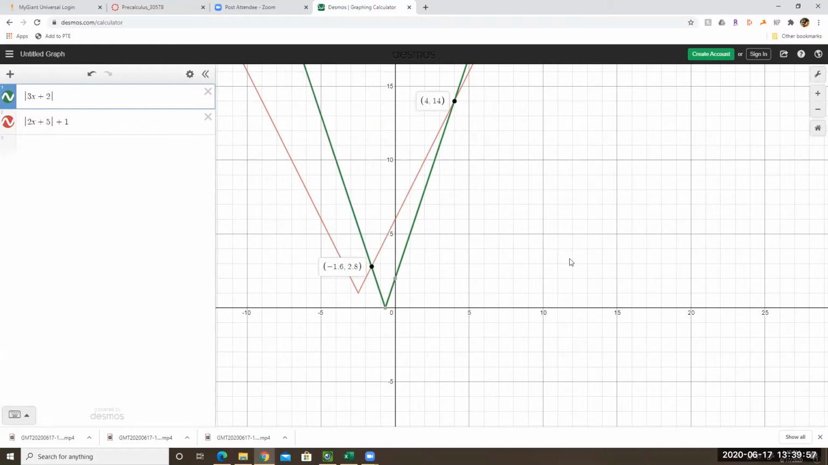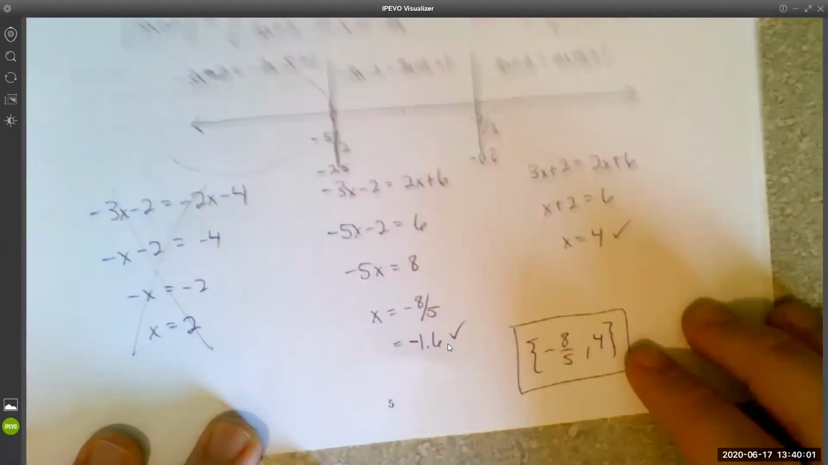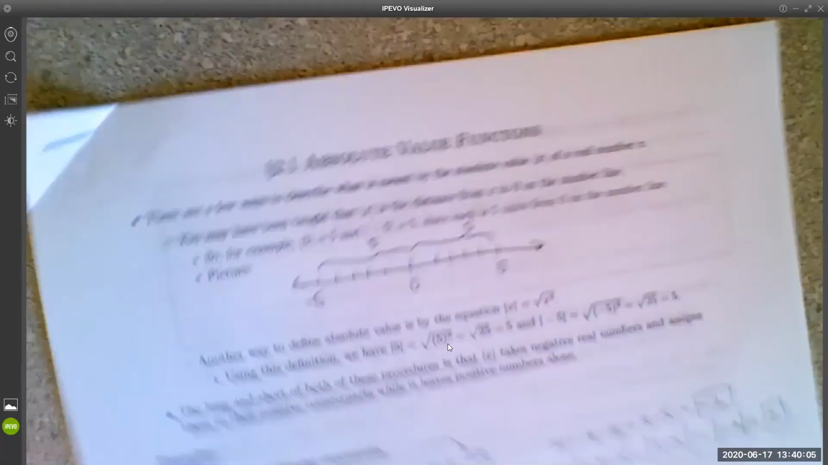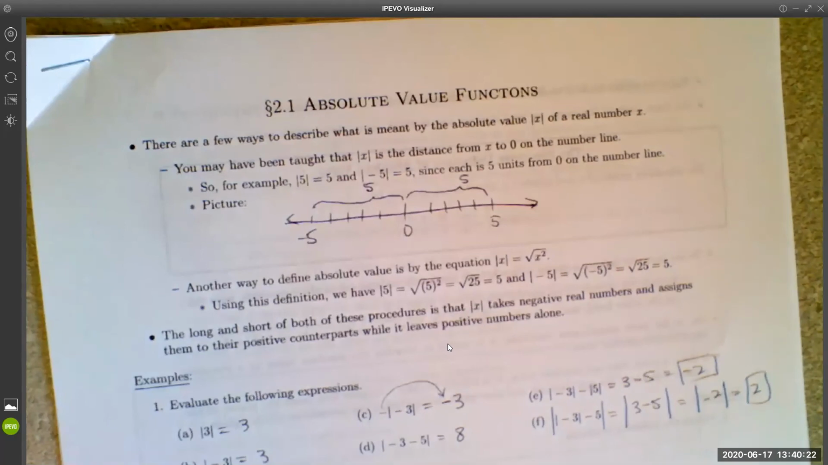Okay. So there you go, right? That's how we deal with absolute value equations. And I think that does it for this section. Yeah. So we're done talking about absolute value functions for now. I do want to talk about absolute value inequalities, but we'll do that at the end of the chapter. I think the last couple sections in chapter 2 are all about the various kinds of inequalities we could be faced with. So that'll do it for absolute value functions for now. We'll see you in 2.2.